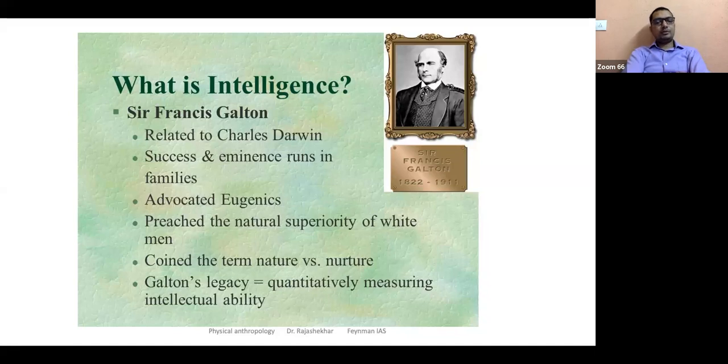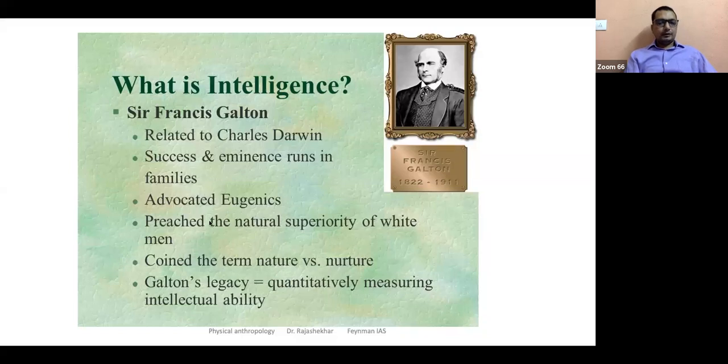But for now, just remember, eugenics is a belief that there are pure breed families, or families that are successful. They probably are the result of God's grace, whereas others are less pure or more impure, inferior compared to this family. So they believed in the blood, they believed in the hereditary aspects. That is a field called eugenics. We'll discuss that later. Francis Galton is someone who actually promoted the concept of eugenics.